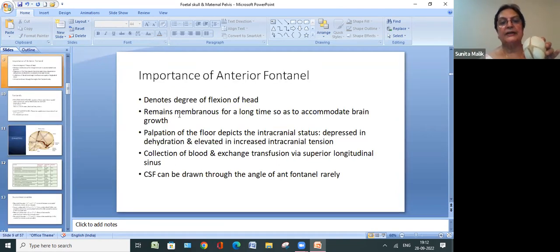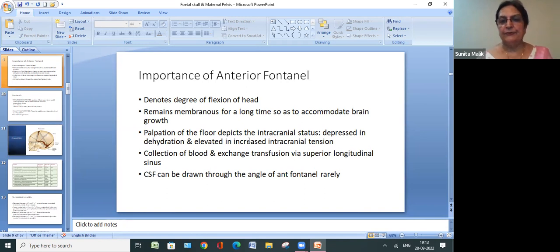And it also denotes the degree of flexion of the head. So once the head is presenting, if it's a fully flexed head, you will feel the anterior fontanelle high up, and the lambdoid suture should be lower down, the occiput bone. But if it is deflexed, then you can feel this better. So if you can feel this anterior fontanelle, then chances are it's a little deflexed.